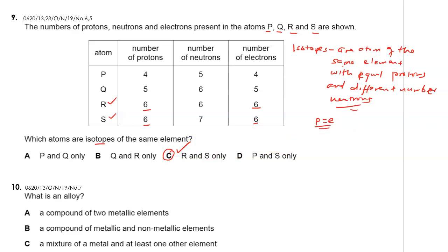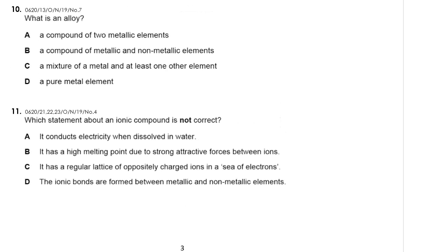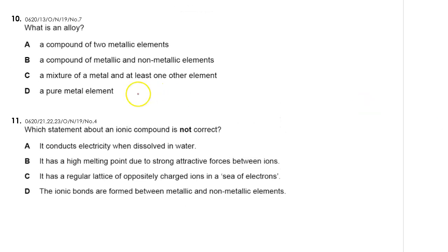Let's go to number 10. Number 10, what is an alloy? We have answered that in the previous question. So an alloy is a mixture of a metal and at least one other element. So an alloy is a mixture.